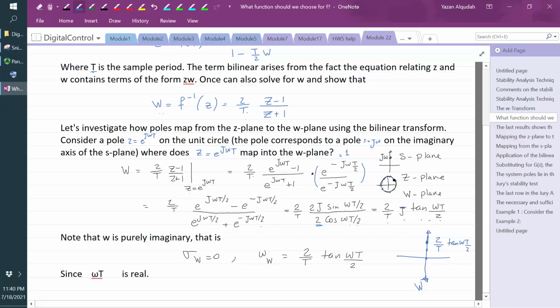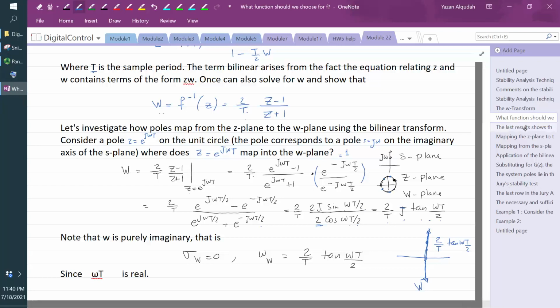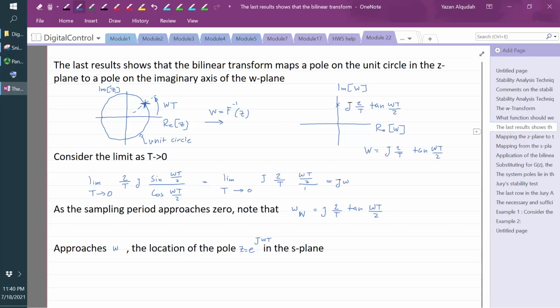And therefore the unit circle is going to map along this line here. Now let's look at again a pole on the unit circle, as we just saw. When we map it to the w plane, it mapped to a pole along the imaginary axis at 2 over T tangent of omega T over 2. Now what happens, this is on the side, what happens if T goes to 0? So let's look at what happens to this w if T goes to 0.